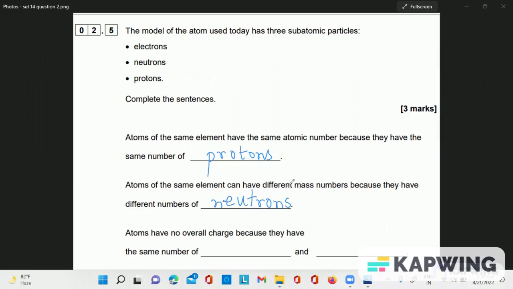And atoms have no overall charge because they have the same number of protons and electrons. Because if they have the same number of positive and negative charges, then the overall charge will be 0. For that reason, the overall charge is null or 0.